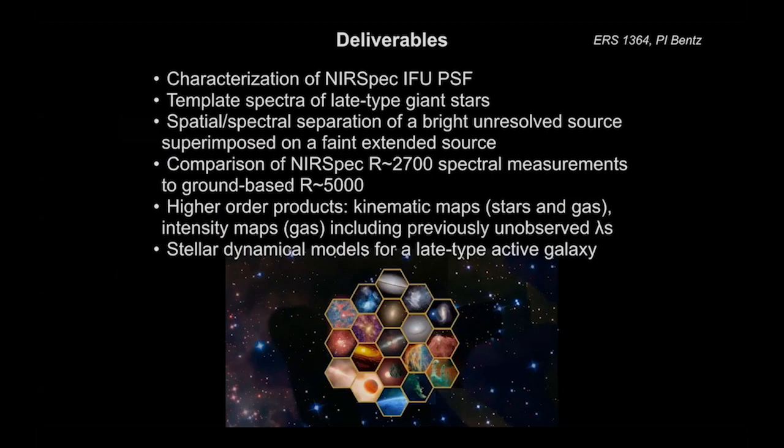In addition, we have several other deliverables we'll be providing to the community. In particular, we'll be able to quite accurately characterize the PSF of the NIRSpec IFU. So we'll have our 4 template stars, which are each point sources in not crowded environments. So they'll provide nice characterizations of the PSF. And we can also use the AGN in the center of the galaxy as another test of the PSF as well.